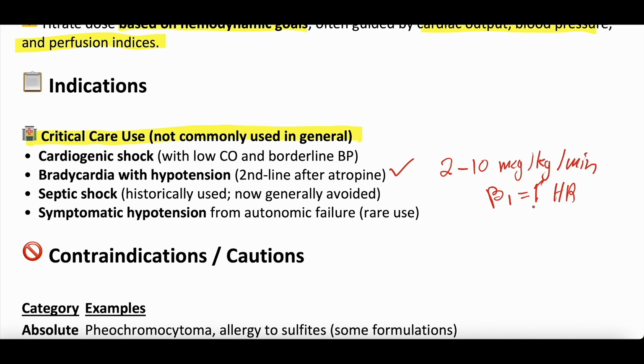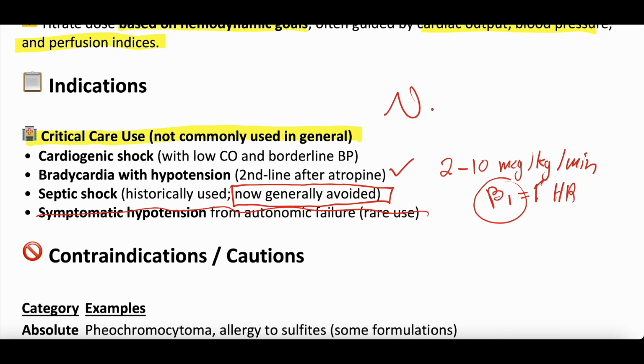Now, epinephrine is just as good, so we tend to use epinephrine, but dopamine is reasonable to use for bradycardia with hypotension. Some people still use it in cardiogenic shock at those 2 to 10 microgram per kilogram per minute doses, primarily affecting beta-1 receptors, although we don't tend to do that. Historically, it was used in septic shock, but this is not really done anymore. Evidence would suggest that this is a worse option than norepinephrine, so you should just use norepinephrine, not dopamine, in septic shock. And then symptomatic hypotension, this isn't really a thing anymore either.